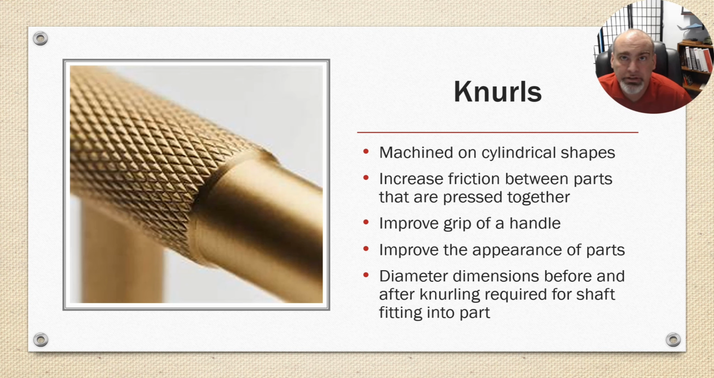The diameter dimensions before and after knurling are required for a shaft that's going to fit inside another part. Otherwise, you don't have to have that.